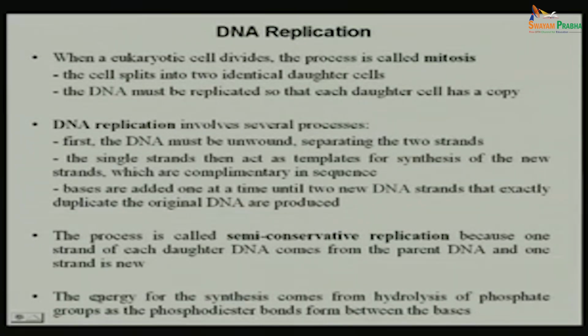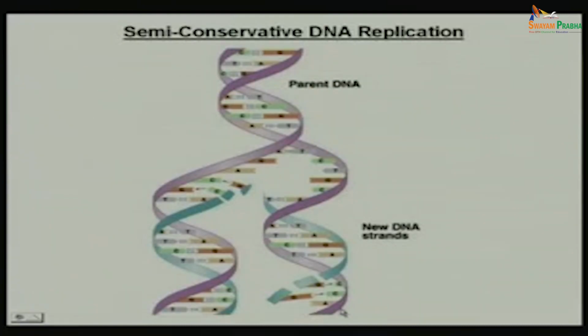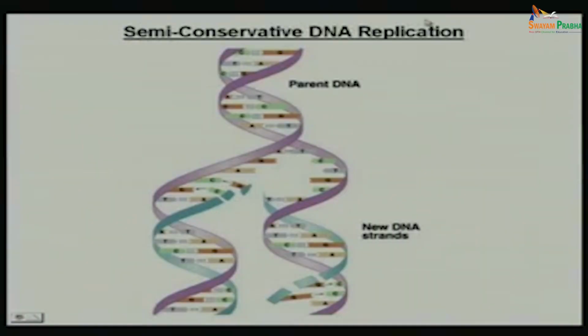which is the new strand. During this process, the energy which is required comes from the hydrolysis of the phosphate group as the phosphodiester bond forms between the bases, as we have already learned. Now, if we are talking about this semi-conservative DNA replication, then this is the parent strand, and first what it is doing, it gets unwound.